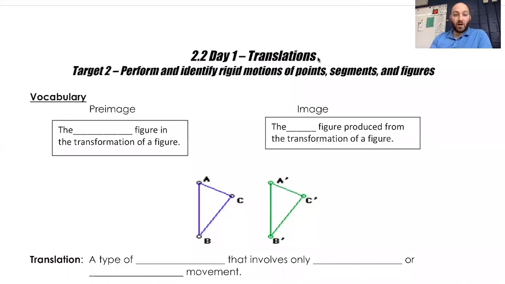Hey everybody, it's Mr. Carr again, and today we're going to be covering 2.2 Day 1. This is our first transformation that we'll be covering. It's called translations. So a couple of things, let's reiterate some of our vocab that I discussed in the previous video.